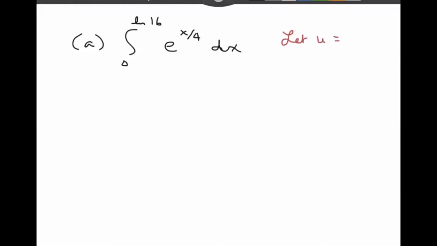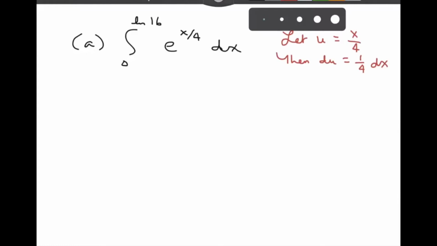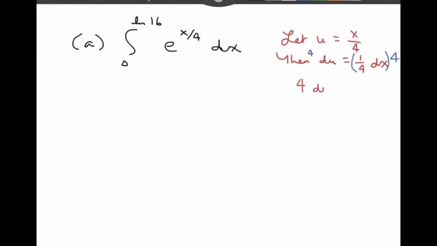equal x over 4, which of course is the same thing as 1/4 x. And that's going to make du be 1/4 dx. Now, of course, I don't want a 1/4 dx, I just want dx. So if I multiply both sides by 4, I get 4 du is equal to dx.